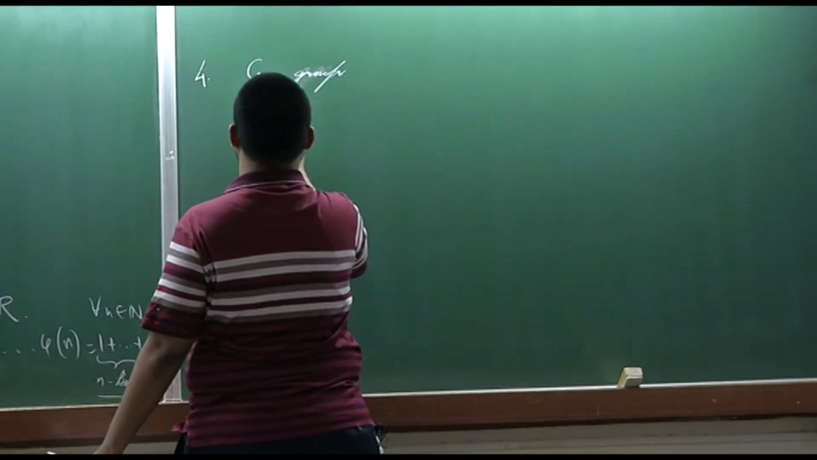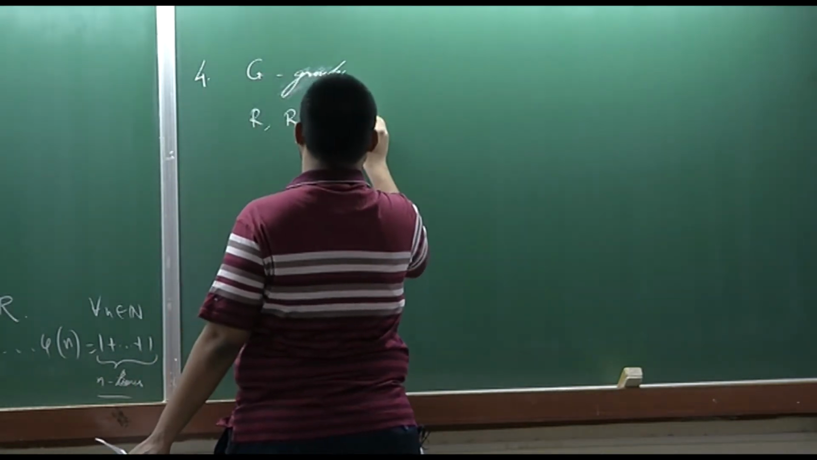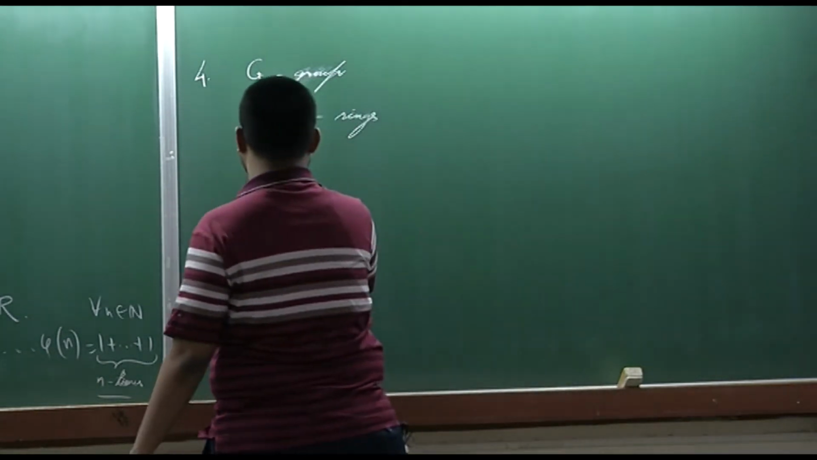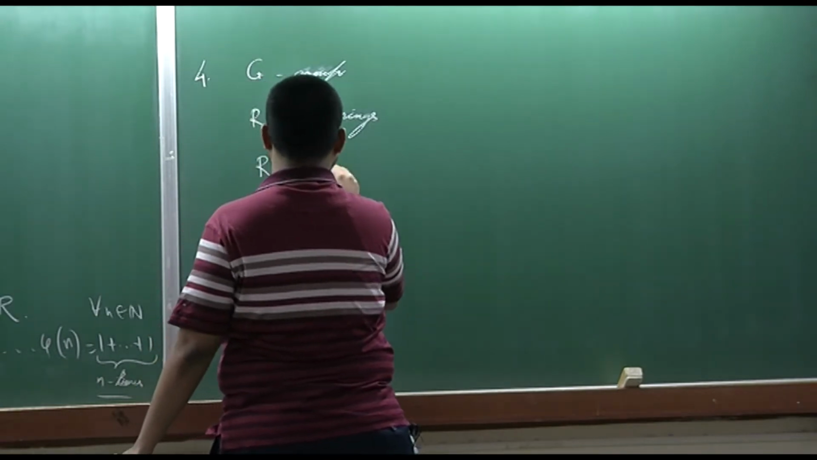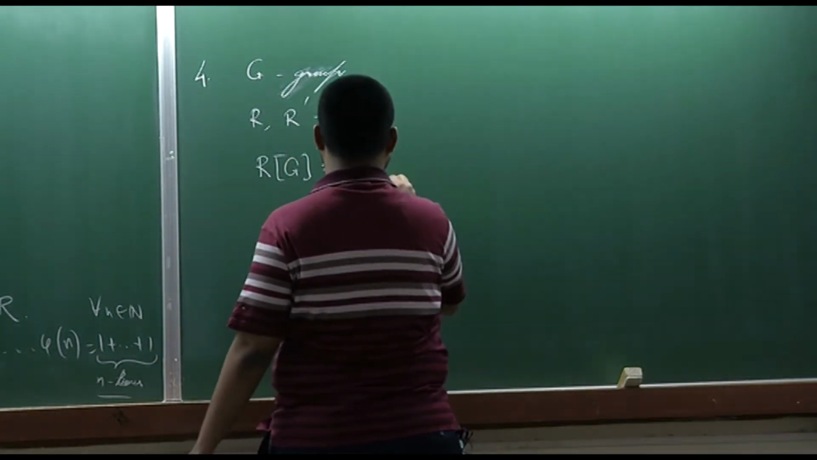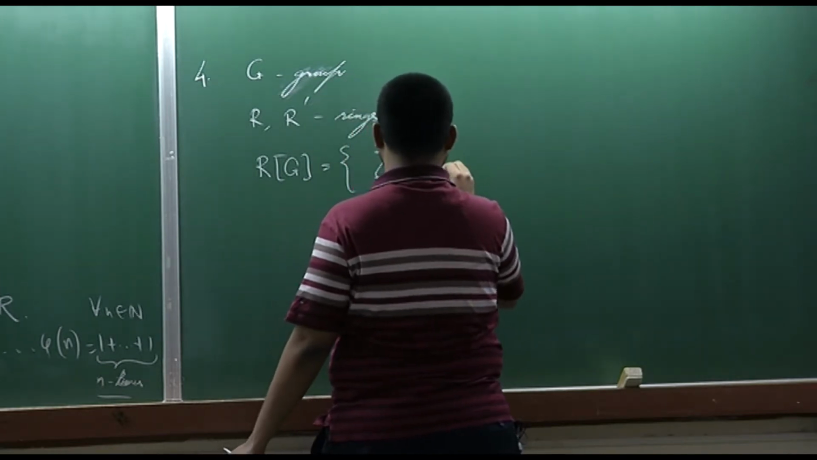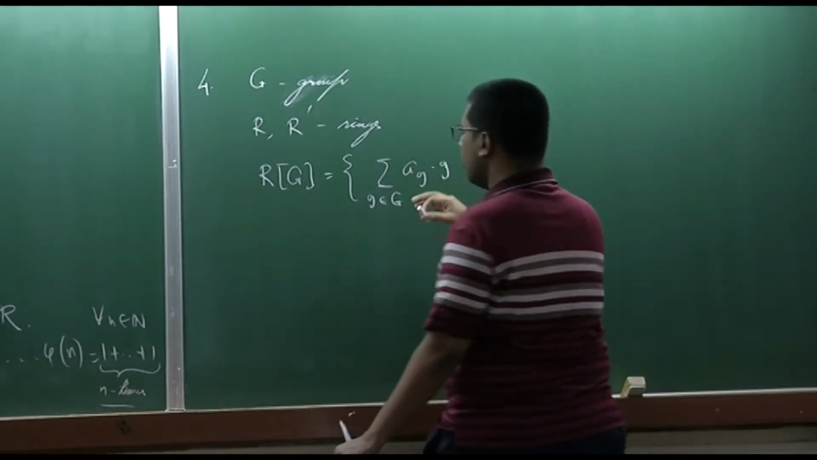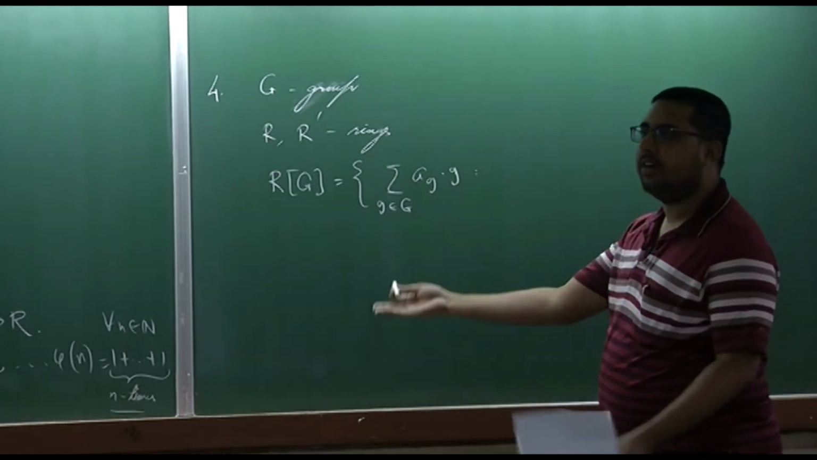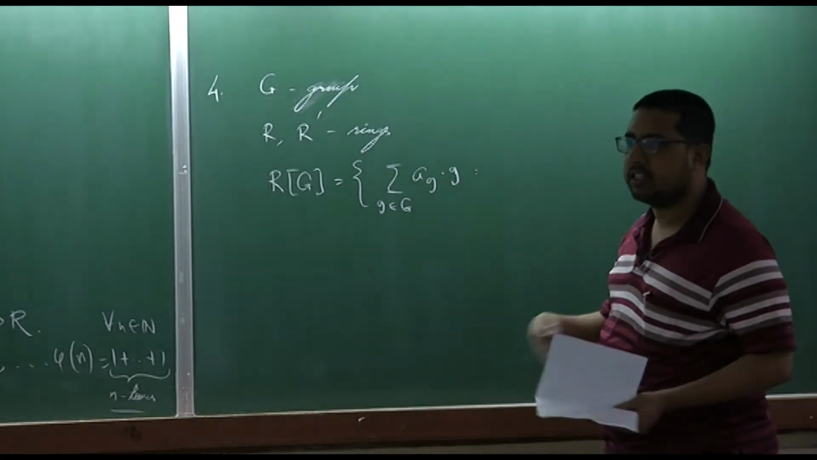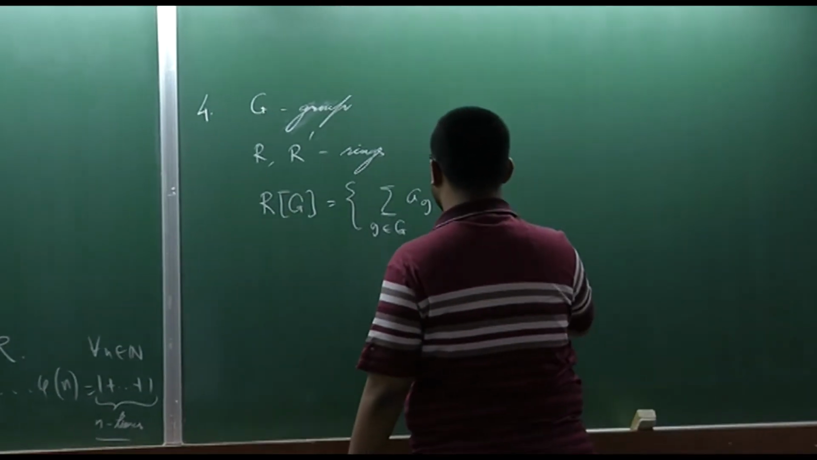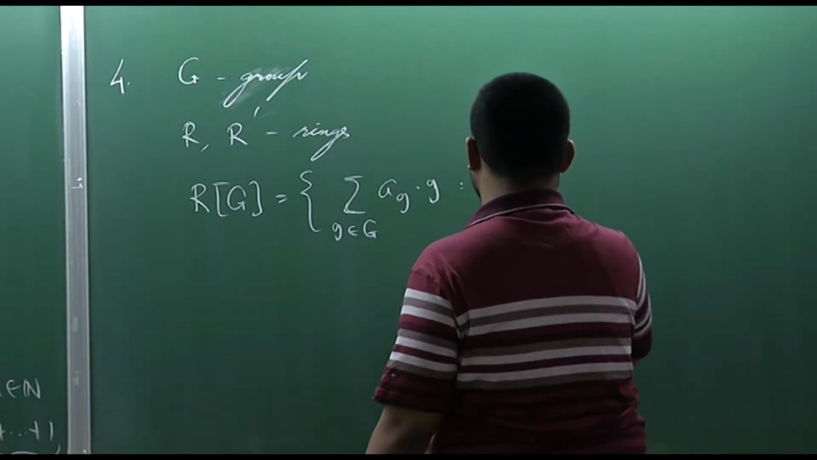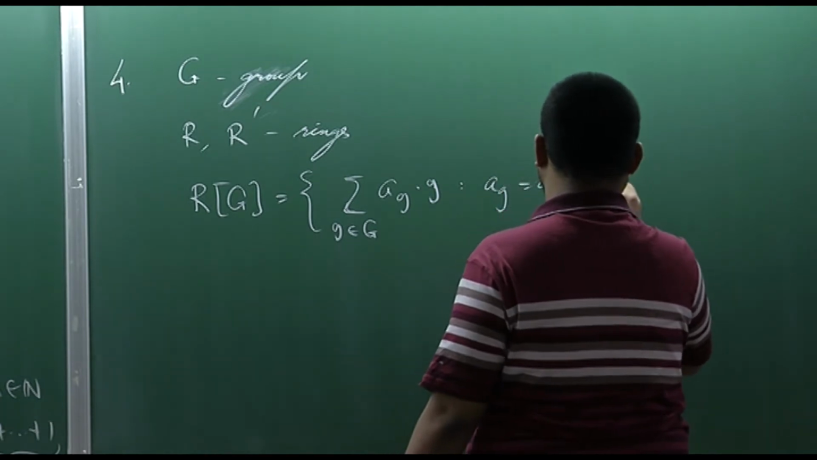G group, and let us take R and R prime rings. If you wish, you can take them to be commutative. Now, recall that RG is nothing but the sum of all such things a_g g, such that, formally, these are all the functions from G to R that vanish outside some finite subset. So, we put in this handy notation that a_g equal to 0 for all but finitely many g's.